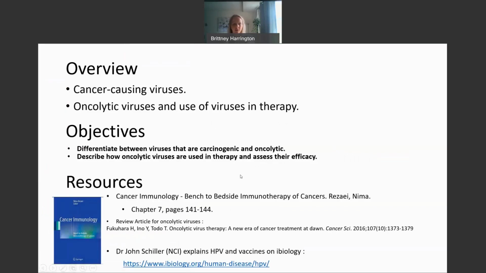So for this lecture, I'll be talking about mainly cancer-causing viruses, but also will describe oncolytic viruses and the use of viruses in therapy. So the objectives for this lecture are to differentiate between these viruses that are carcinogenic or cancer-causing and oncolytic, and to describe how oncolytic viruses are used in therapy and assess their efficacy.